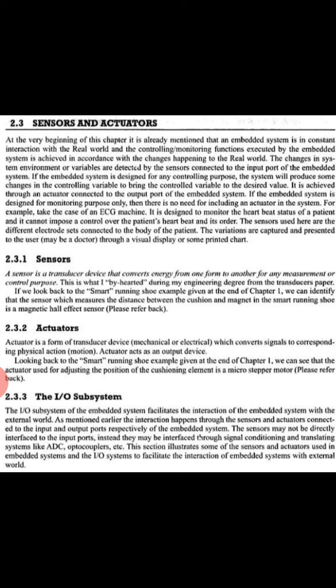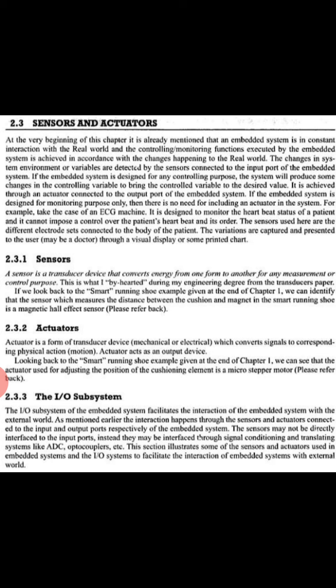For example, take the case of the ECG machine. It is designed to monitor the heartbeat status of the patient, and it cannot exert control over the patient's heartbeat and its rhythm. The sensors used here are the different electrode sets connected to the body of the patient. The variations are captured and presented to the user through a visual display or some printed charts.